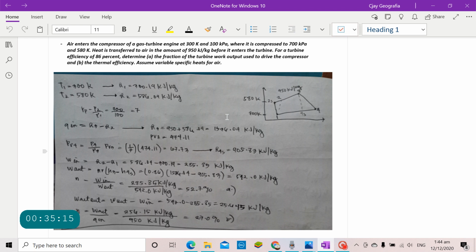Next is for letter B, same process. For the efficiency, W net over Q in, we can get 27%.